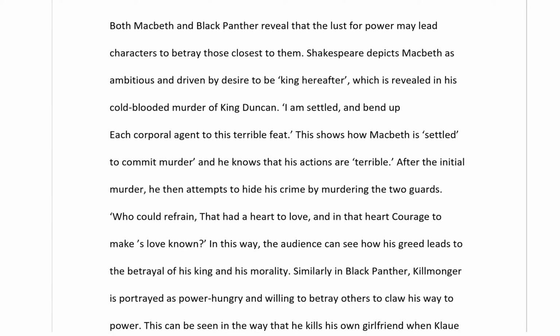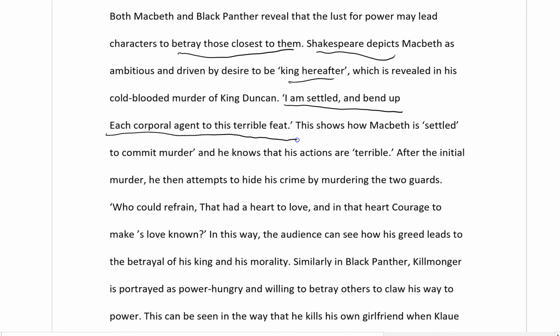The point sentence, both Macbeth and Black Panther reveal that the lust for power may lead characters to betray those closest to them. Shakespeare depicts, notice how we're stepping above the text, so we're taking on those lessons from the last couple of video lessons. Shakespeare depicts Macbeth as ambitious and driven by desire to be king hereafter, which is revealed in his cold-blooded murder of King Duncan. Okay. And then we have our quote, I am settled and bend up each corporal agent to this terrible feat.